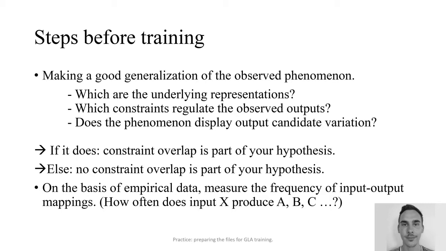So once you're confident about your analysis on paper, the first thing you want to find out is the frequency of input-output mappings, which basically means that you count how often an underlying representation X produces its different output candidates A, B, C, and so on.